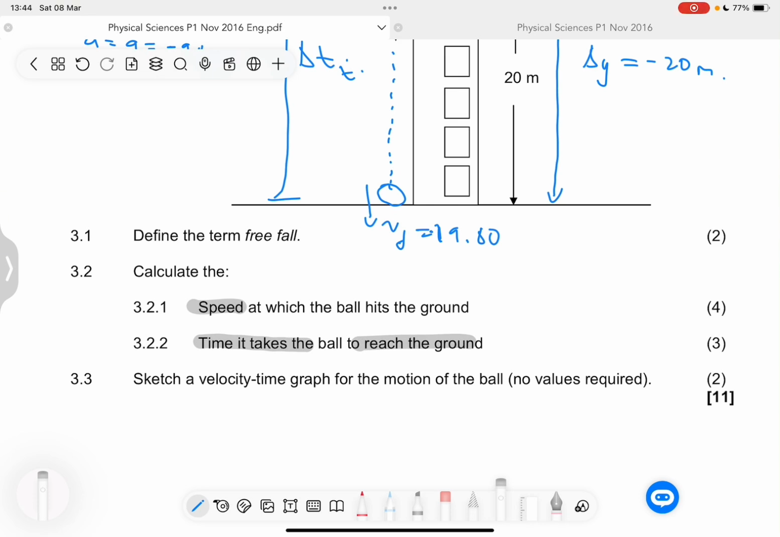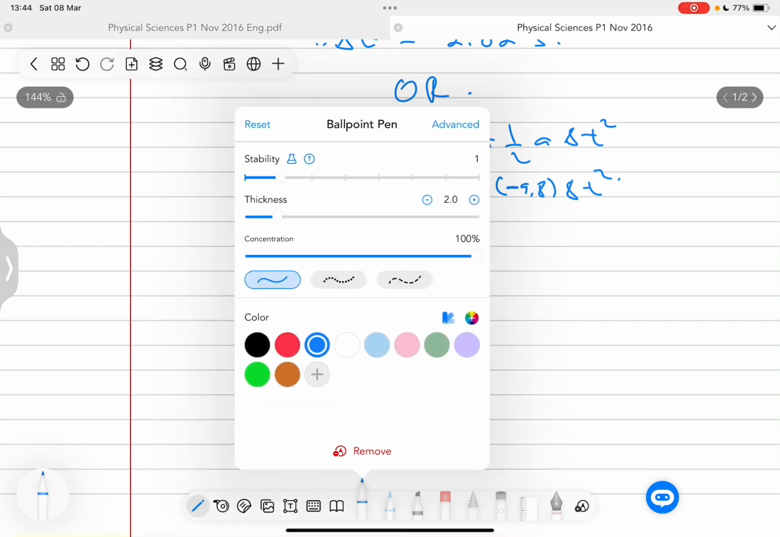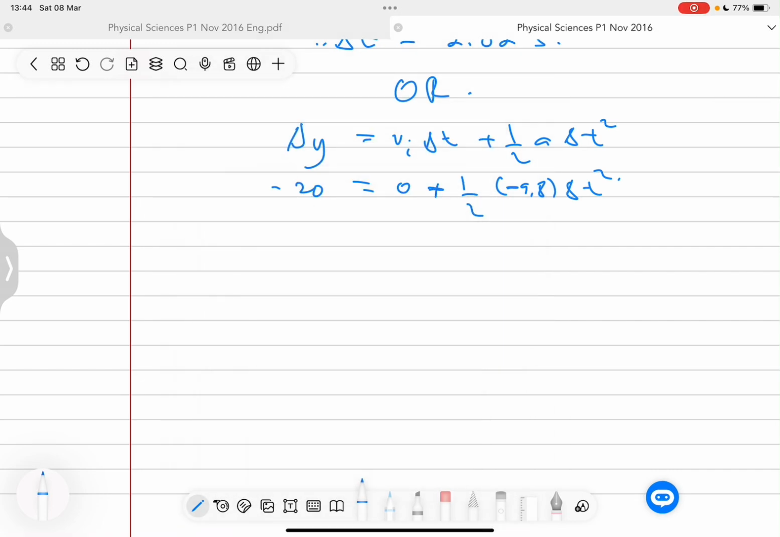Now, question 3.3 says, sketch a velocity versus time graph for the motion of the ball. And they further say here that no values required. And you can see even here that this is only for 2 marks, because usually this will be marked out of 4 to 5 marks when we start putting in the values that we calculated as well.